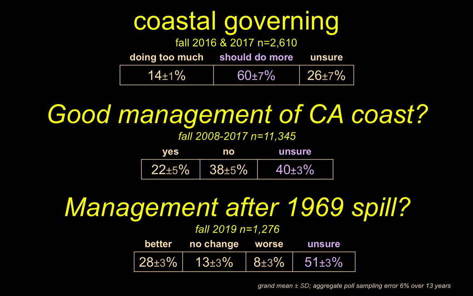So in this case, this is after our 1969 oil spill, which we're going to talk about in a second. Have we been doing a better job since then? About 30% say we've been doing better, about 13% say we haven't, it hasn't changed since then, and only about 8% say we've been doing worse. So again, sometimes in these debates, it seems like everybody is undecided or everybody's very negative about environmental protection or enforcement. That's not what we find, at least in our home area.